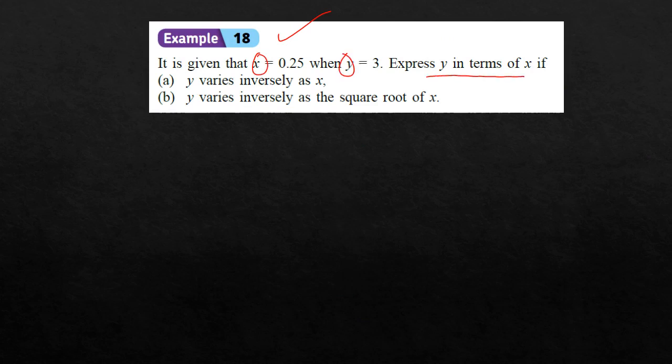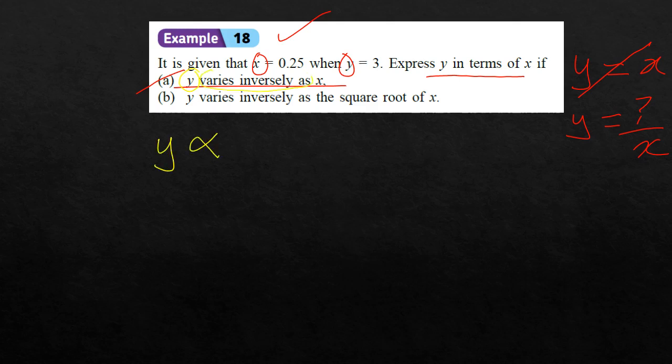Express y in the term of x. Yeah. So you know from the question, y varies inversely as x. So you have to write it y equal something over x, right? Okay, so once again you read this question, y varies inversely as x, which is 1 over x. Okay, so you change it into equation, k over x.